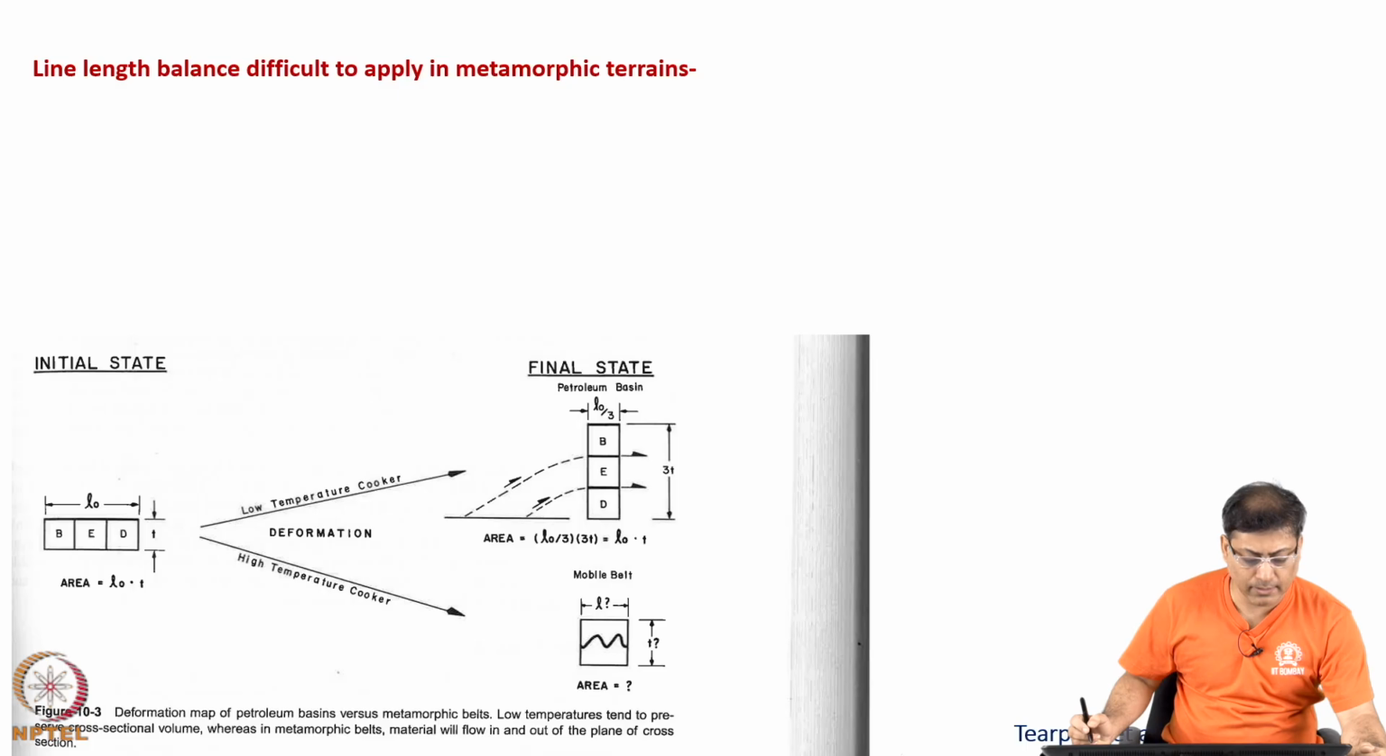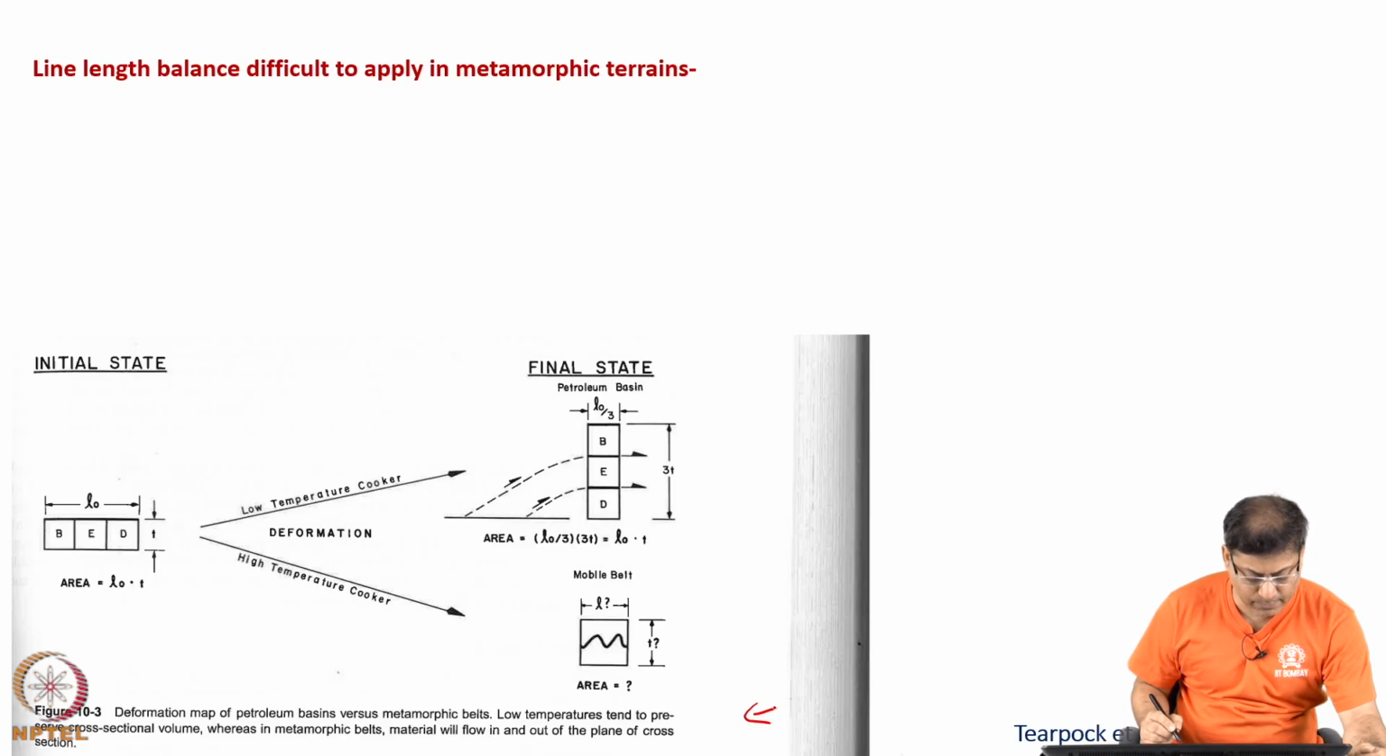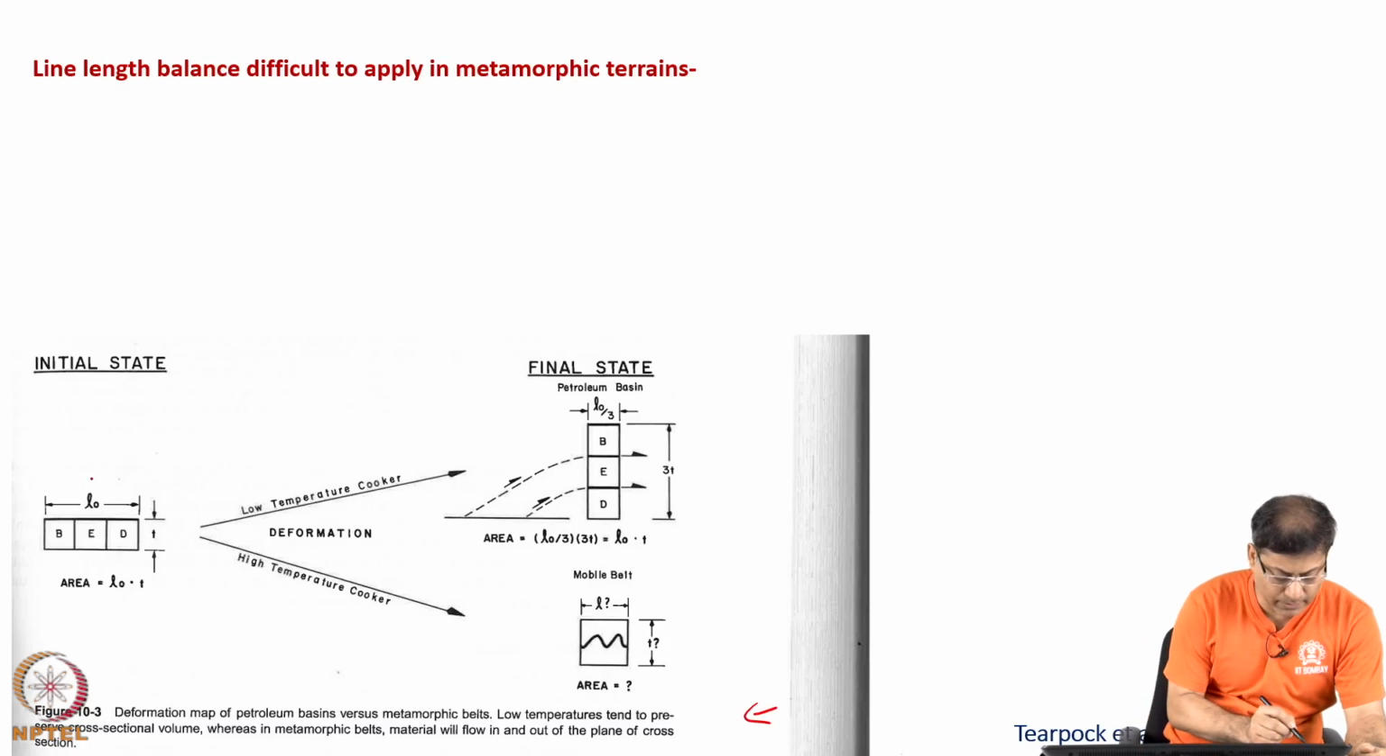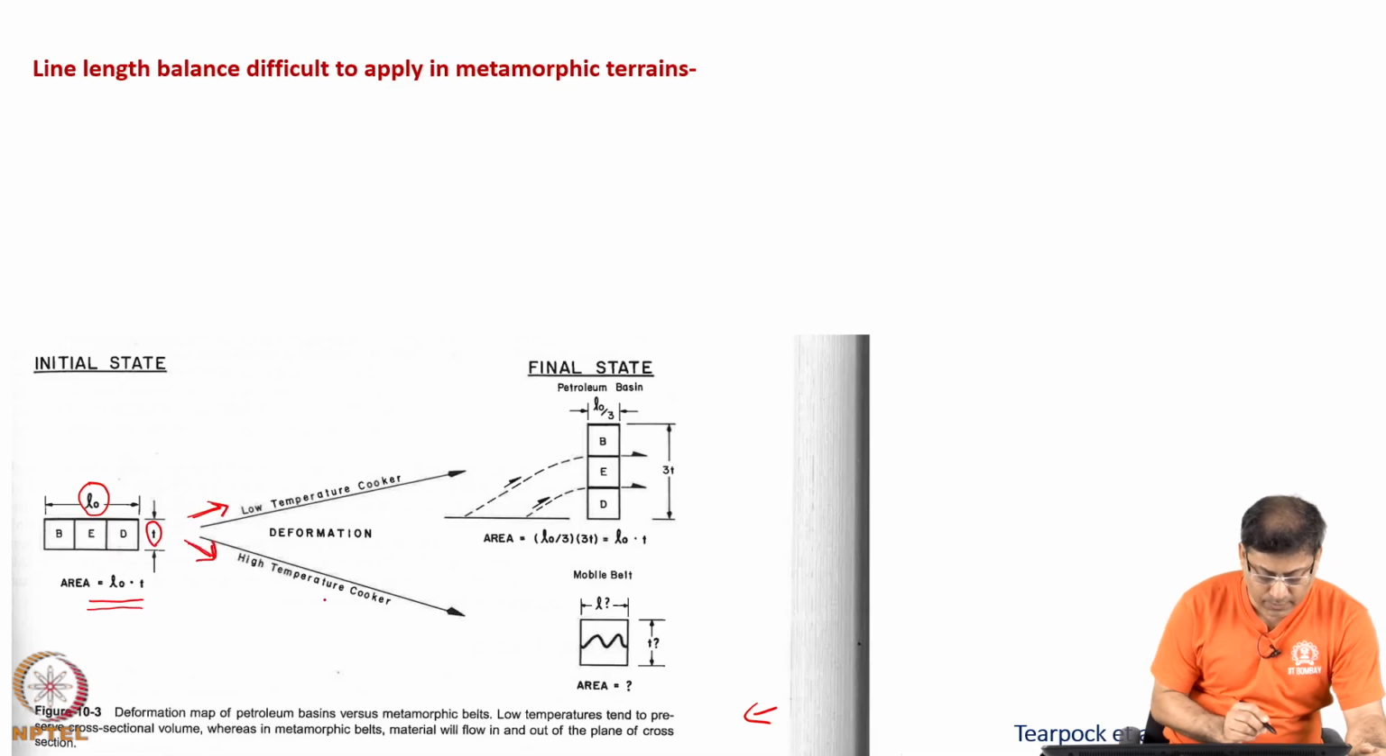Let us look at why the line length balance may be difficult to apply in metamorphic terrain. I have chosen this figure and I will explain it in detail. Consider there is a rectangular block with length L0 and thickness T, so that the starting area is L0 multiplied by T. Two possible deformations have been explained. Suppose the deformation has happened at low temperature condition, that means at shallow crustal level. There faulting is more promoted, therefore, the entire L0 length, suppose, is broken into 3 pieces of L0 by 3 length each.